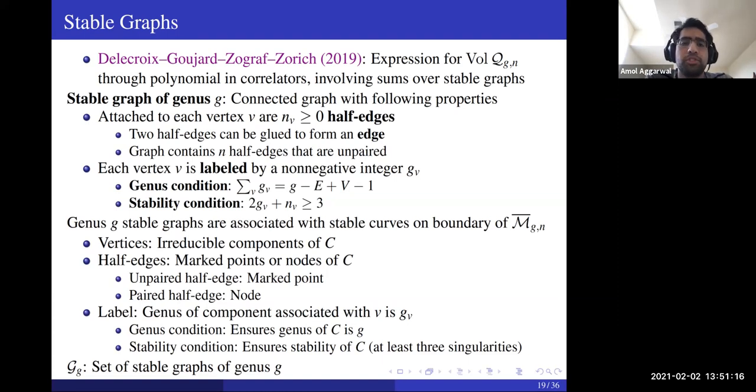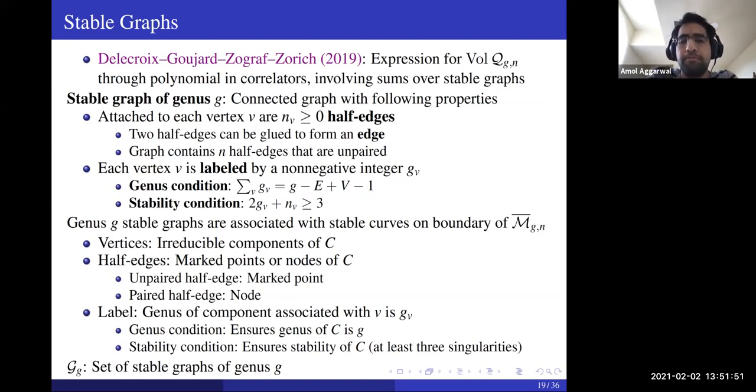So a stable graph of genus g is a connected graph with the following properties. Attached to each vertex v is some number of half edges. A half edge is exactly what it sounds like. You should view it as half of an edge. Two half edges, either coming from the same vertex or from different vertices, can be joined together to form an edge. And I can have some number n of half edges that are unpaired. So half edges can be paired to form an edge, or they can be unpaired, left hanging, so to speak.